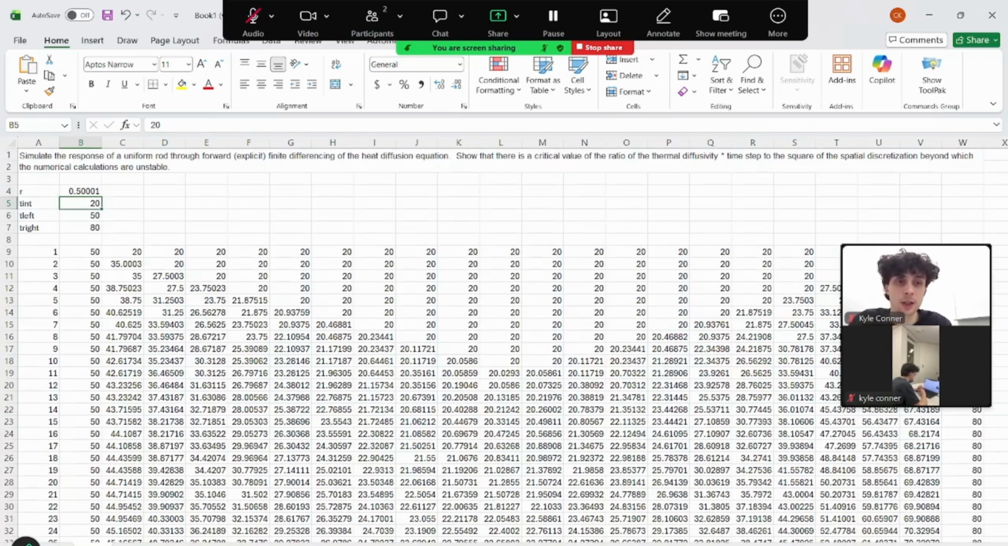The main cause of this is round off in our values. Excel will round up and it ends up causing these weird numbers to show themselves when we do our calculations here. So that is why there's some differencing and why these numerical calculations are unstable.